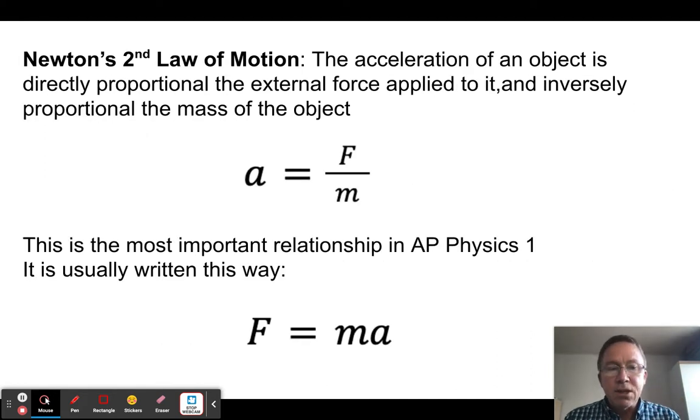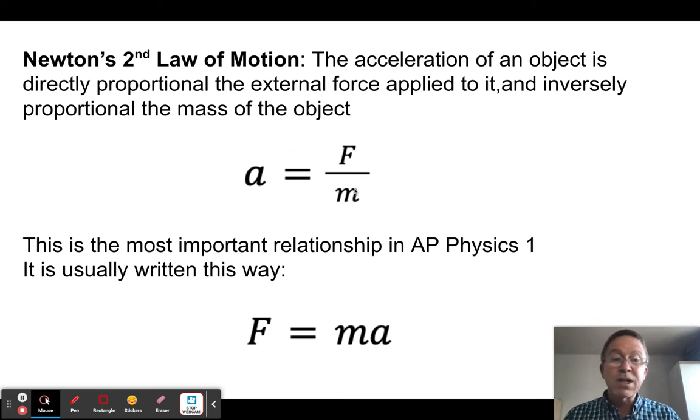Now, Newton's second law of motion is the easiest to understand, and it is just one of the most crucially important laws in the physics of mechanics that we're going to be studying all year. So Newton's second law of motion simply says that the acceleration an object experiences is directly proportional to the amount of force applied to the object and inversely proportional to the mass of the object, or therefore the inertia of the object, right?